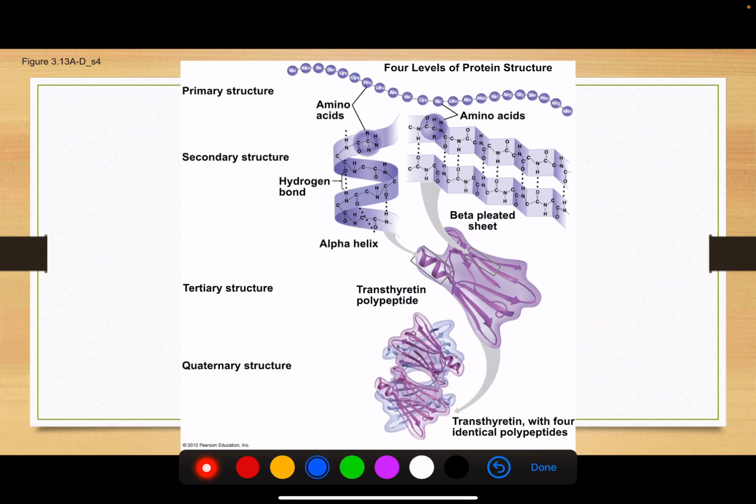Now here is a type of protein that has 4. We have one back here, one up here, one back here, one up here. So we have 1, 2, 3, 4 polypeptides that come together to give us that quaternary structure.